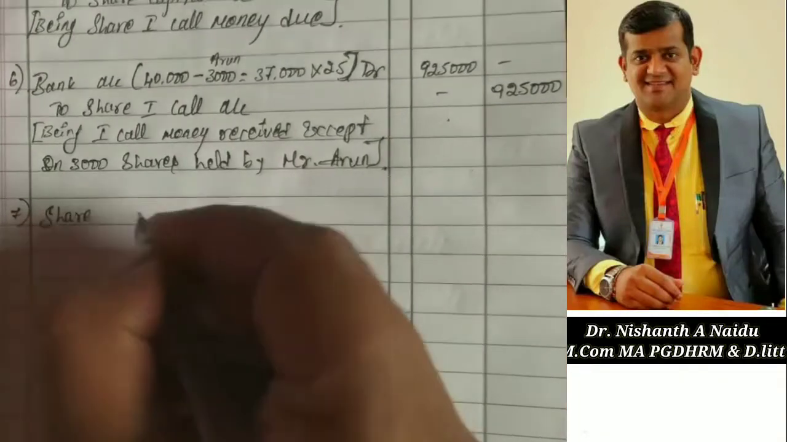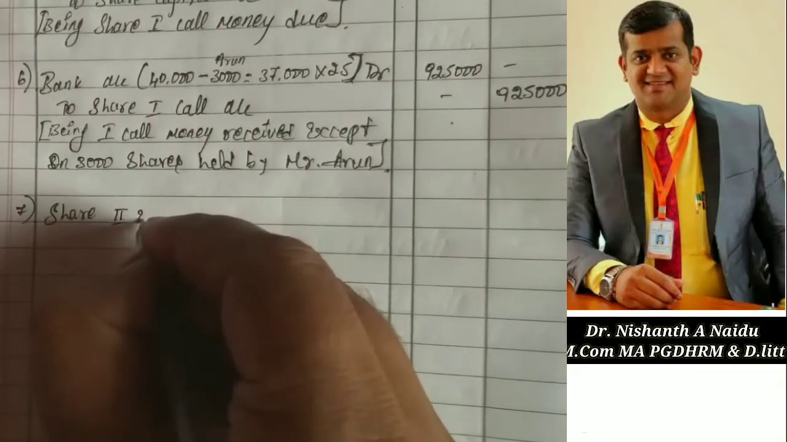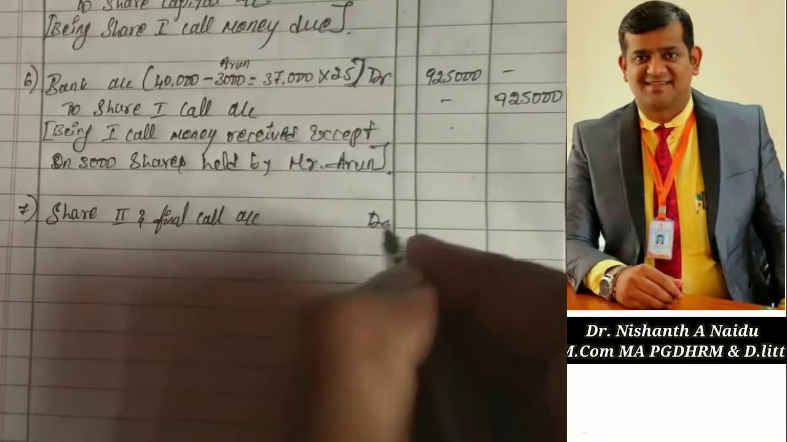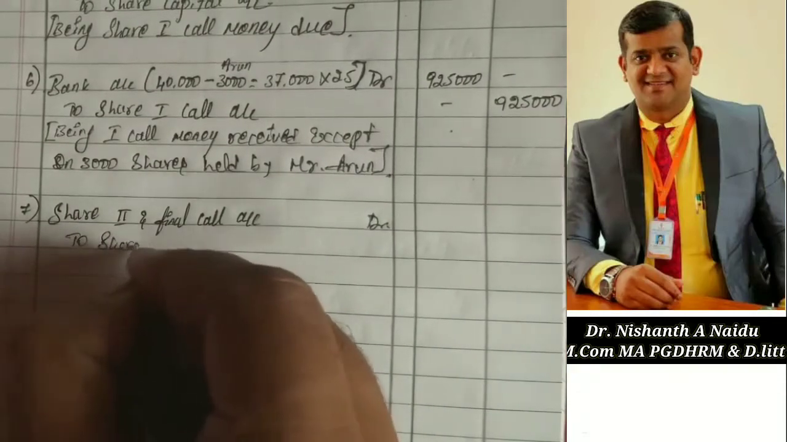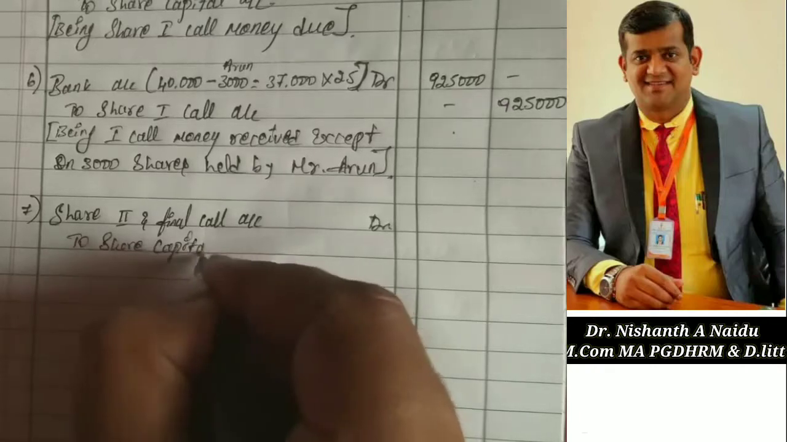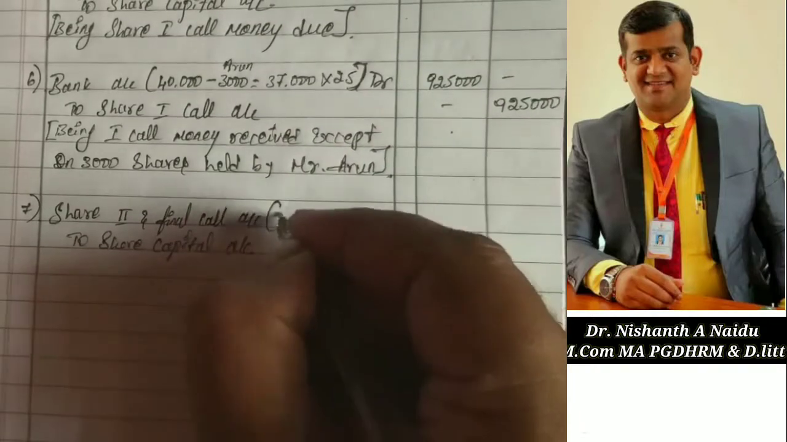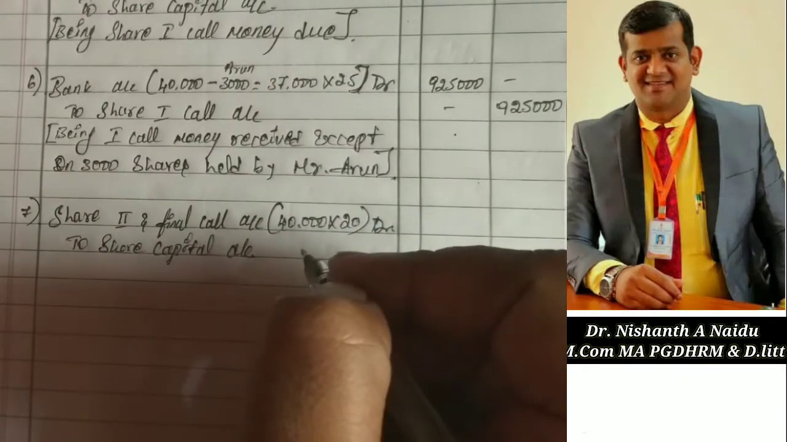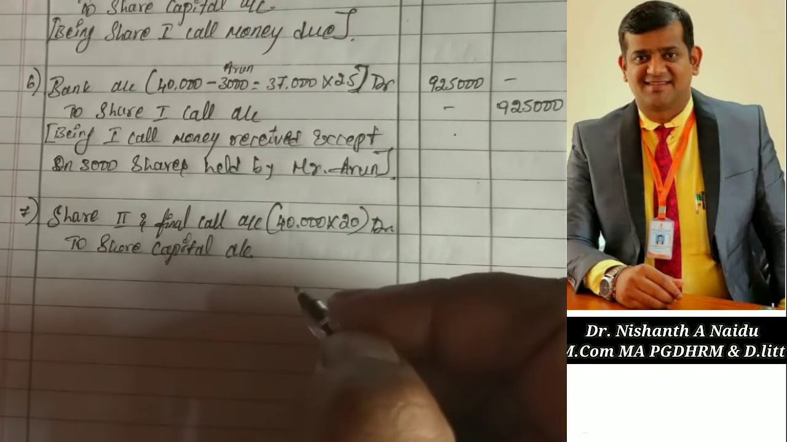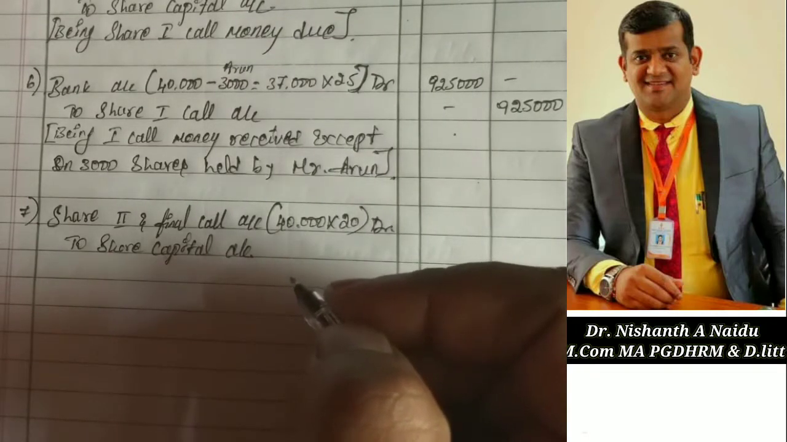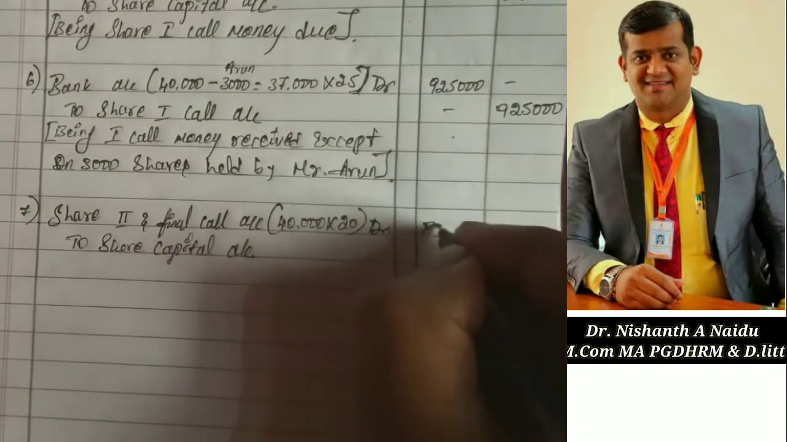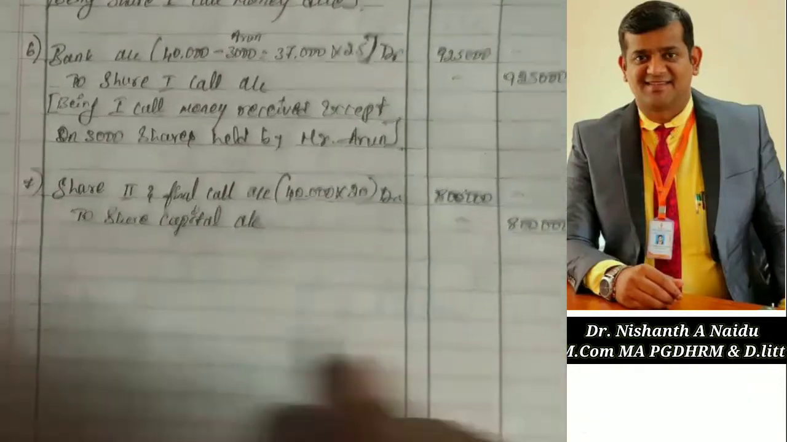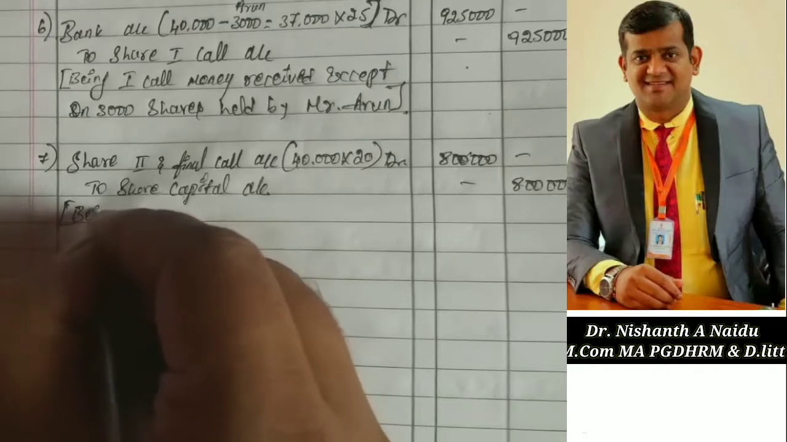Share second and final call account debtor to share capital account. So now 40,000 into second and final call money, 20 rupees, right? So that is 20 on second and final call. So 40,000 into 20, so that is 8 lakh. Okay, so write down being share second and final call money due.